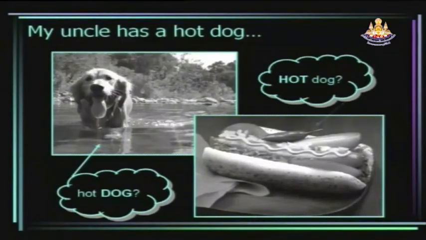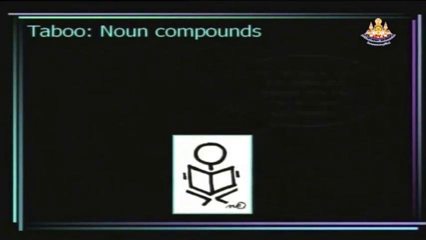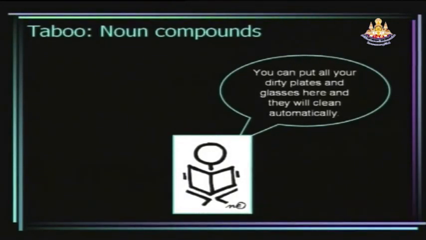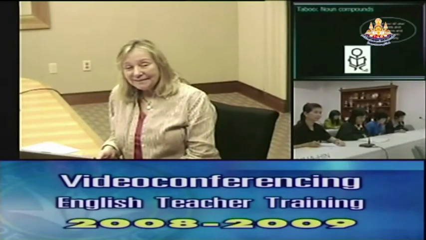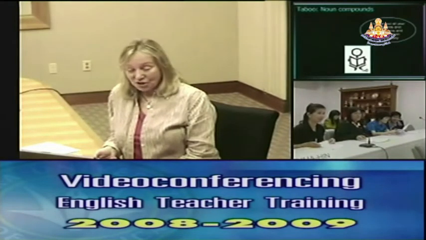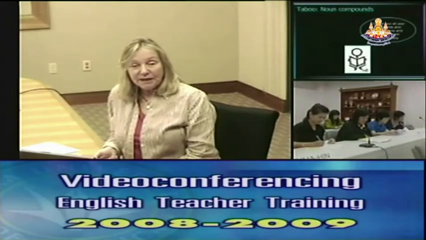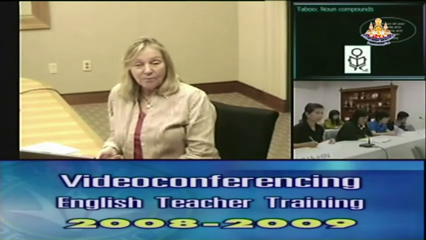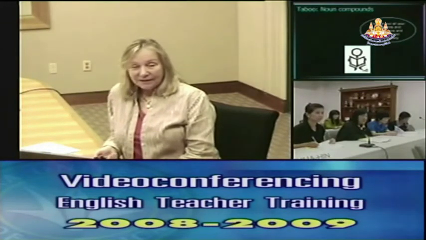A fun game that you can play with your students is the game of Taboo. We'll try this one together. You need to find a noun compound that answers this question. You can put all your dirty plates and glasses here, and they will clean automatically. Can you think of a word that is a noun compound? Anybody? I'll give you a hint. Dishwasher, right? Dishwasher. That's a noun compound that has a special meaning, a machine that cleans your dirty plates and dishes.